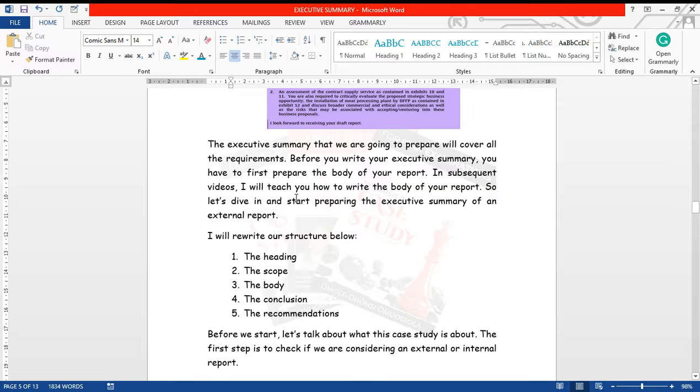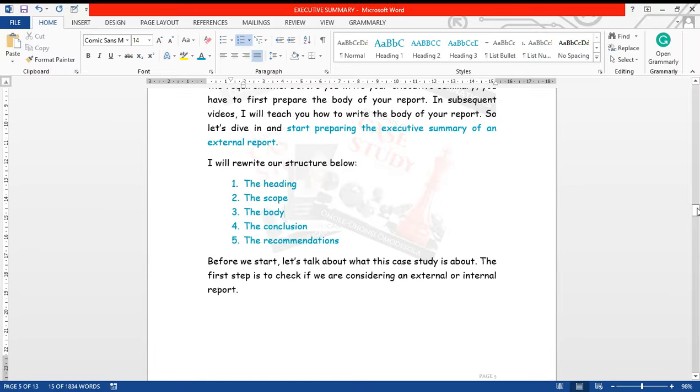But let's dive in and start preparing the executive summary of an external report. Today we're just going to be focusing on the executive summary, but in subsequent videos, I'll be teaching you the body of the report and how you structure that. So I wrote out the structure again, all the things we're going to be needing. We have the heading, the scope, where you have the examiner's requirements, the objectives, the methodologies, the assumptions. Then you have the conclusion and recommendation. So we're going to be using this.